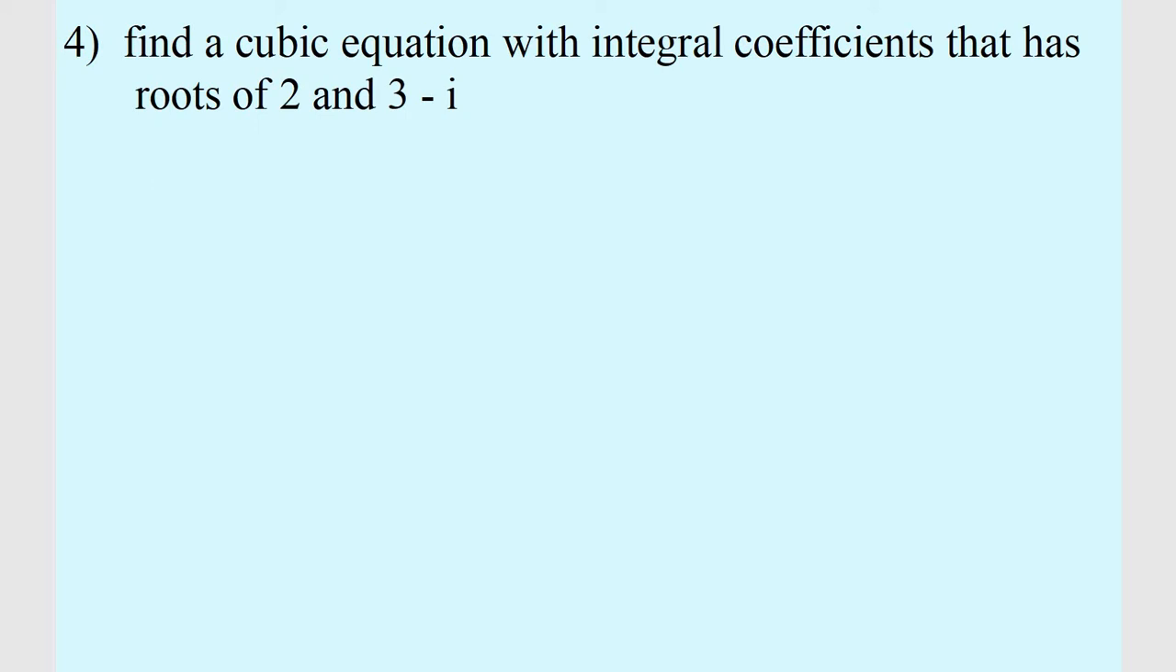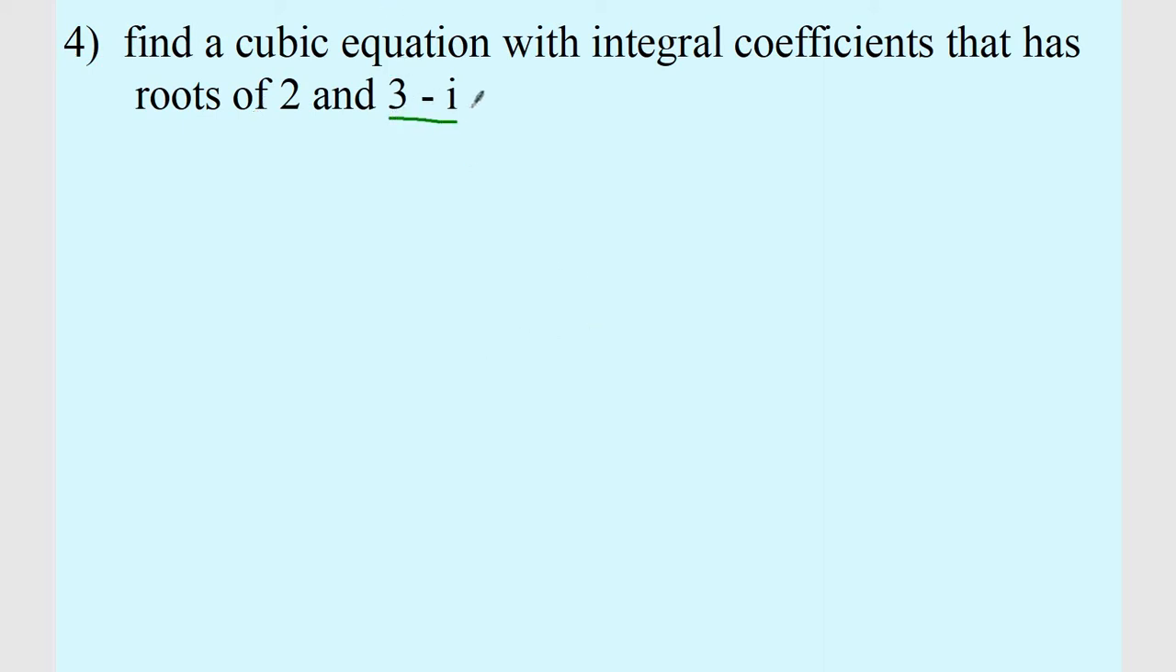So let's actually find an equation with integral coefficients. Okay, so nice coefficients. Integers are like your whole numbers, 3, 5, a million, and also their negatives. So negative 5, negative 17, negative 2 billion. Okay, so integer coefficients that has the roots 2 and 3 plus i.